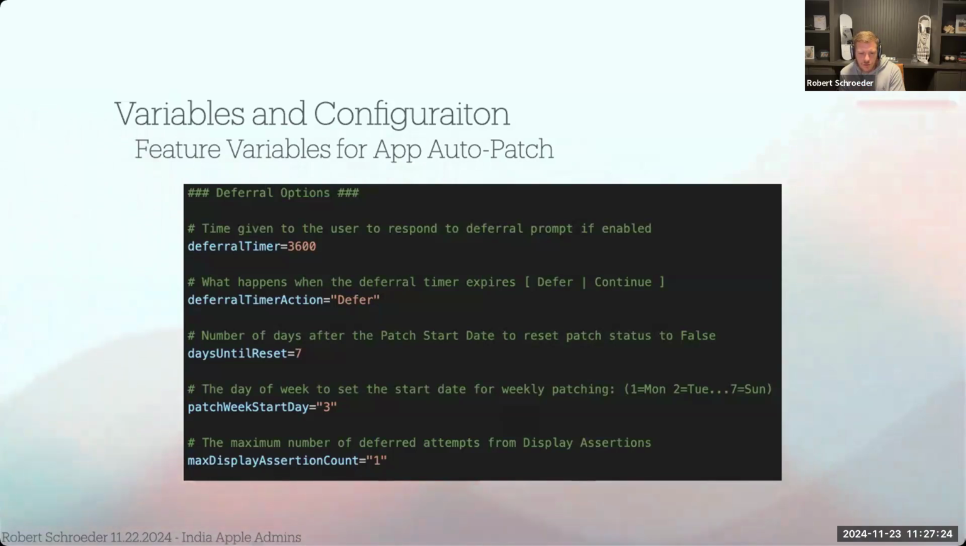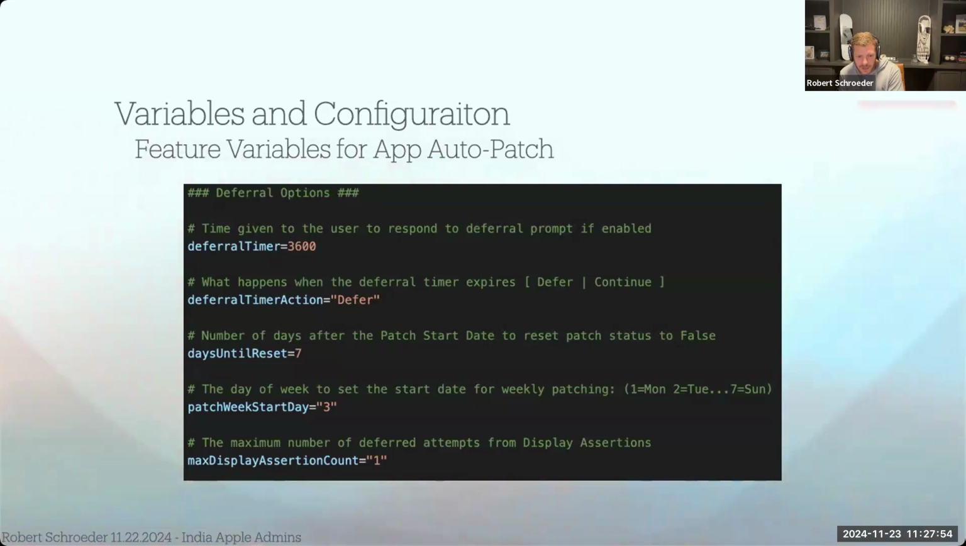The next 2 variables are based on 2 calculated values: patch status and patch start date, which are useful for patching cadences. For example, let's say you want to run everything based on a weekly patching cadence, meaning users need to successfully patch apps at least once a week, right? So you can see that we set that to 7. And then the patch week start day 3.